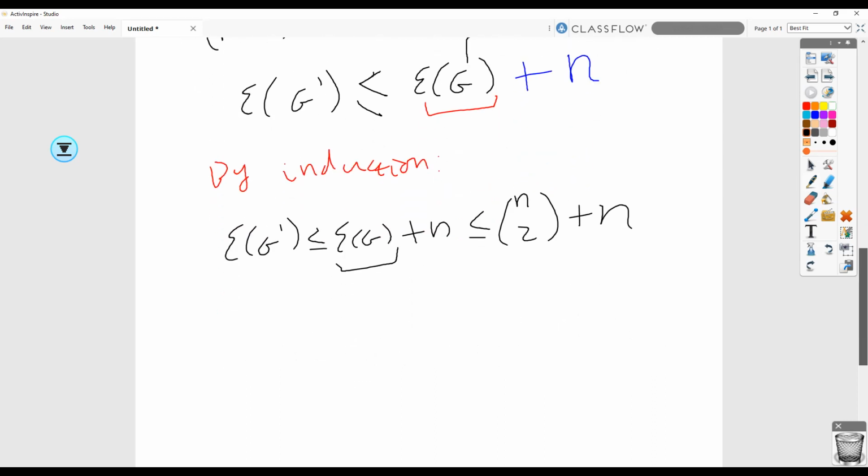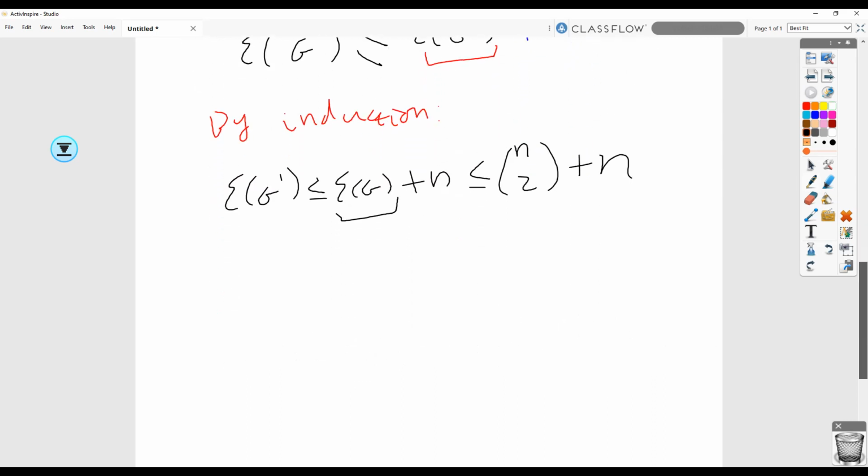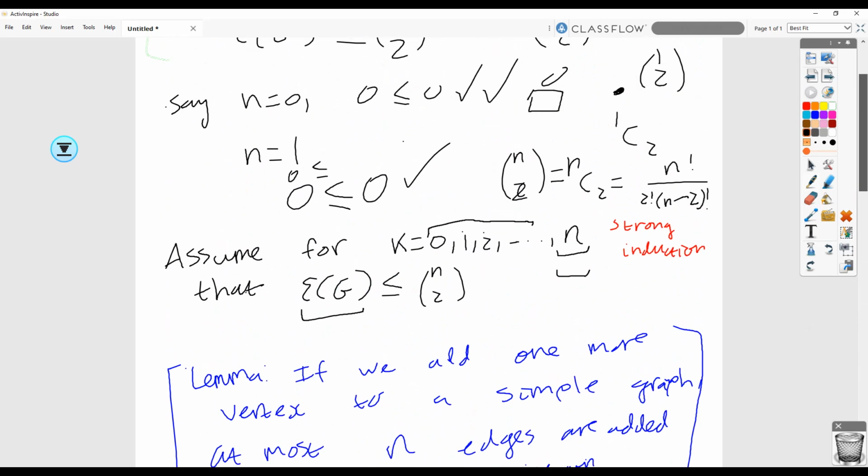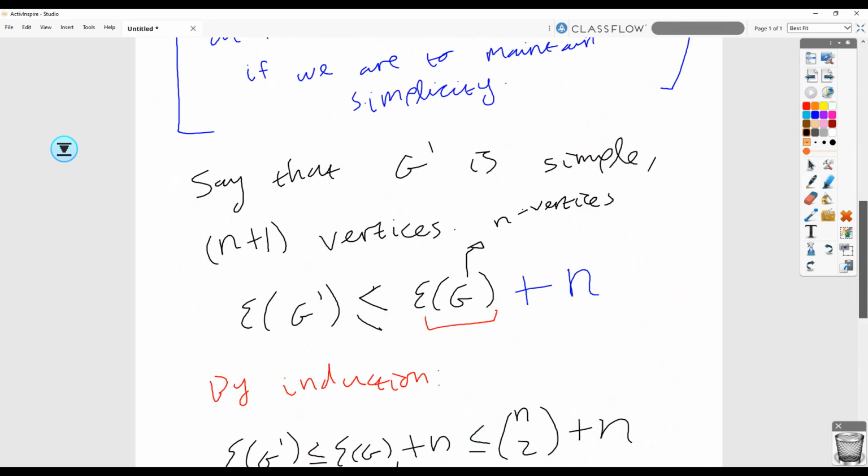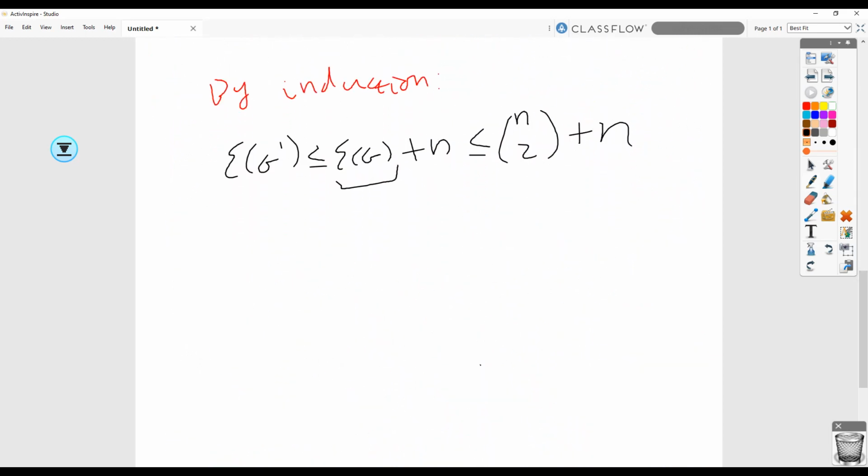There we go. So we're actually really close to the answer now. What I want to show is, I'm going to say RTP, and I'll put it in green. RTP means required to prove that E of G dash is less or equal than n plus 1 choose 2. But what does n plus 1 choose 2 look like if I simplify it down?